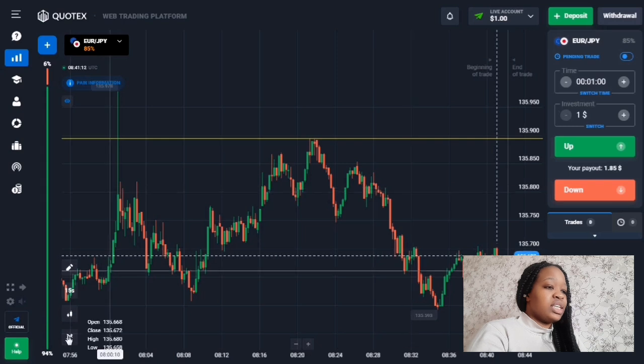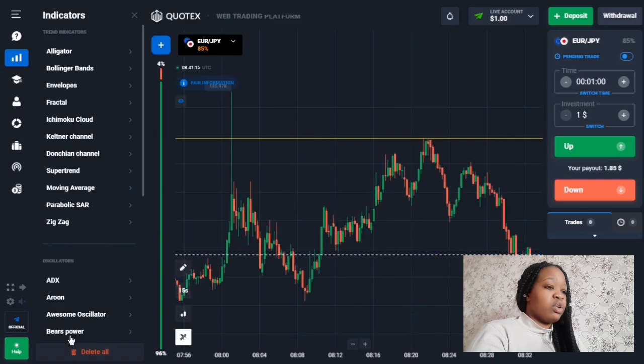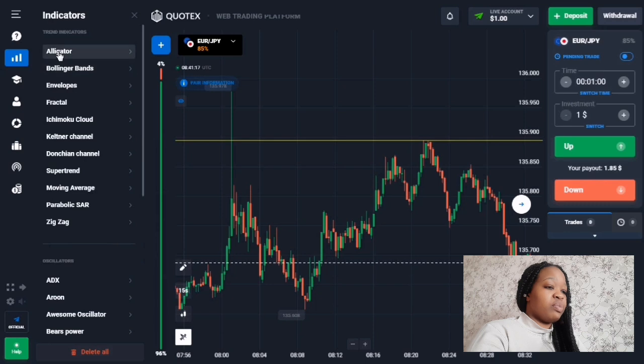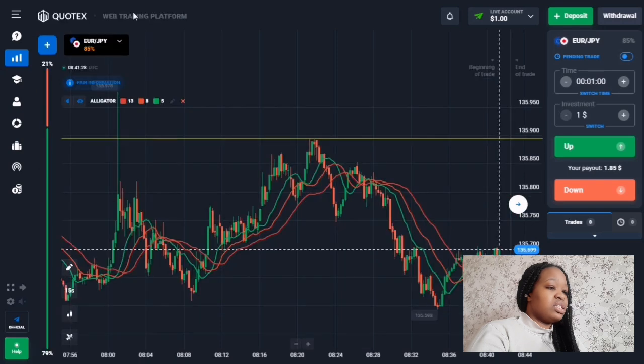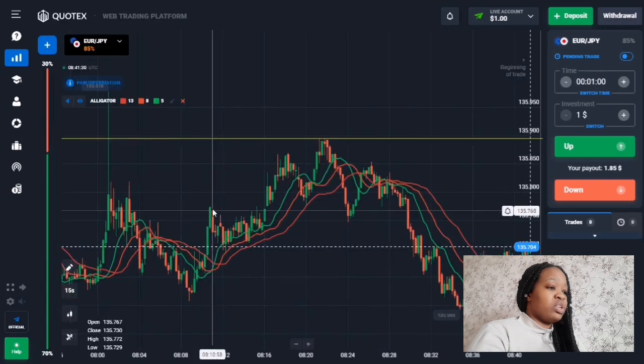To activate this indicator, you have to click this button in the lower left corner and select it from the list. Leave all the settings by default and just change the thickness of the moving averages and their colors. I'll make them a little thicker so you can see them better on the chart.